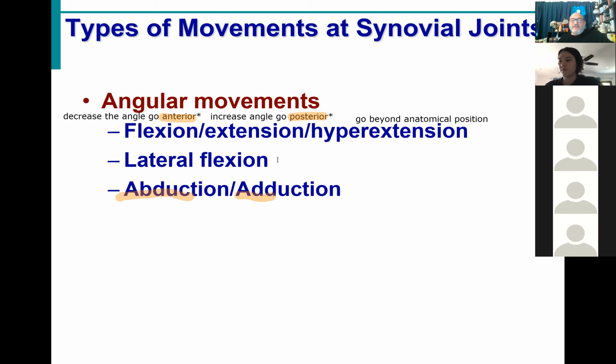Again, it's not a lateral flexion. We can have a lateral flexion, but remember, this only occurs on the midline, and really only occurs with the vertebral column. Any movement of the appendage away or towards the midline is an abduction and an adduction.